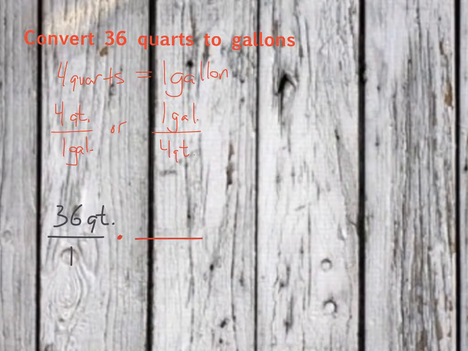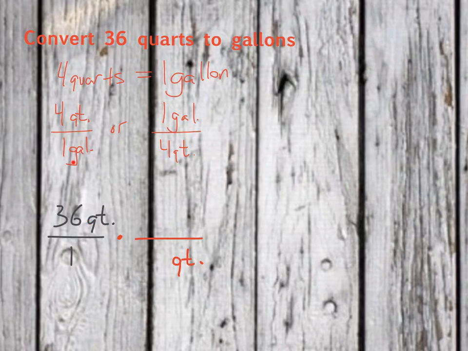Okay, so 36 quarts over 1, and then what we're going to do is multiply by our conversion factor. So the question is, which one of these two versions are we going to take? Well, this is where we have to think about canceling units. I have quarts. I want to be left with gallons. And just like when we multiply fractions, we can cross cancel, we're doing the same thing here. I want to get rid of quarts, so I need to cross cancel quarts, which means I need the factor that has quarts on bottom here, so I can eventually cross cancel the quarts on top there.